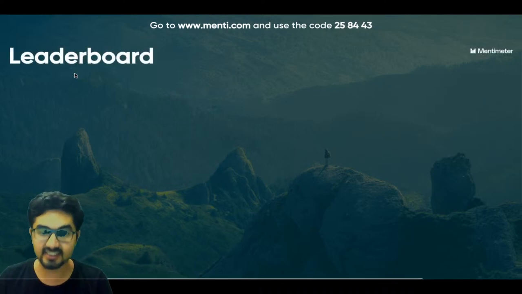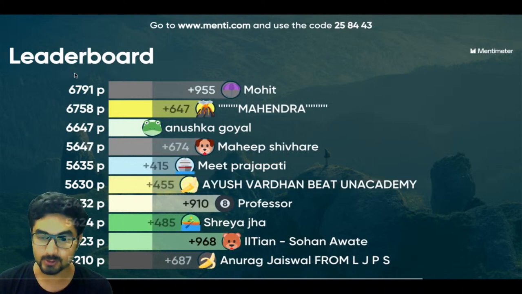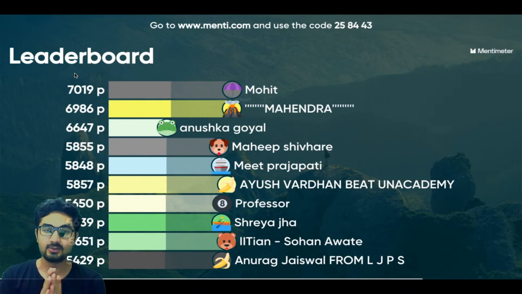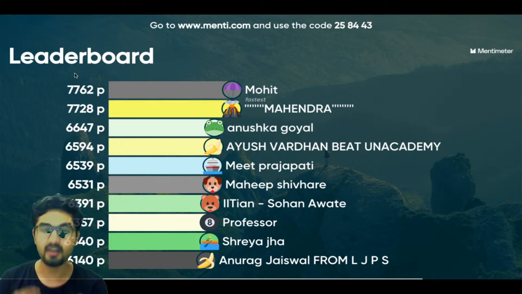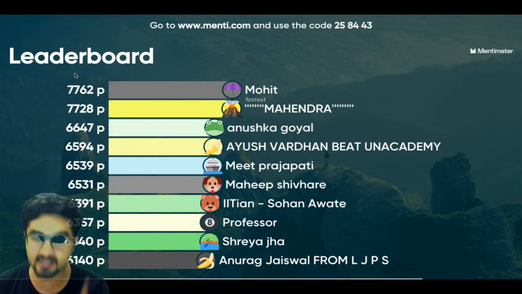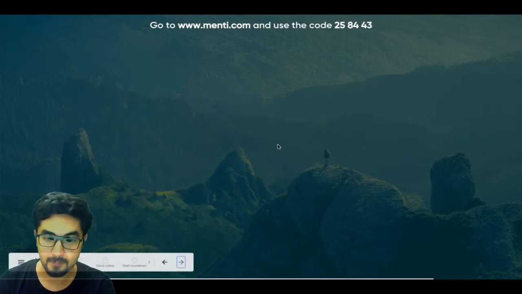Koi dikkat nahi hai. Let's see the leaderboard. Bahut badhiya. Kuch na kuch to changes hote ja rahe. So, perfect. So Mohit is first, and the fastest, congratulations Mohit, followed by Mahindra, followed by Anushka, followed by Ayush, followed by Meet, Mahideep, IITN, Professor, Shreya, and Anurag Jaiswal from JPS. Congratulations guys, perfect.